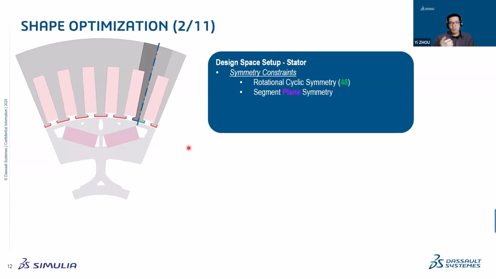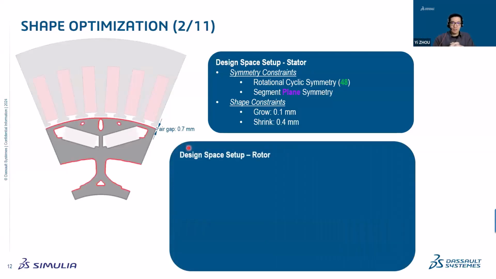How far should I move the nodes? So we need to define some shape constraints, like it grows outward from 0.1 millimeter and shrinks inward from 0.4 millimeter. To give you a feeling how big it is, the magnetic air gap is 0.7. So that means we are really careful to move the nodes into the air gap, but we are very aggressive to move the nodes away from the air gap, so with 0.4. So that is enough for the stator design setup.